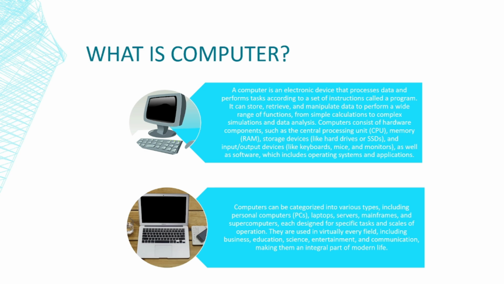operating systems and applications. Computers work by taking input from input devices like keyboards and then process and manipulate the data and then show output. Computers can be categorized into various types, including personal computers, PCs, laptops, servers, mainframes, and supercomputers, each designed for specific tasks and scales of operations. They are used in virtually every field, including business, education, science, entertainment.